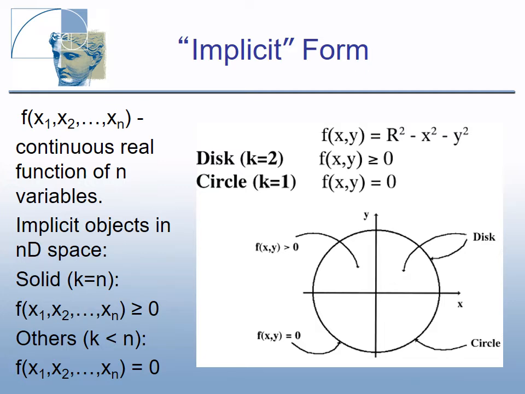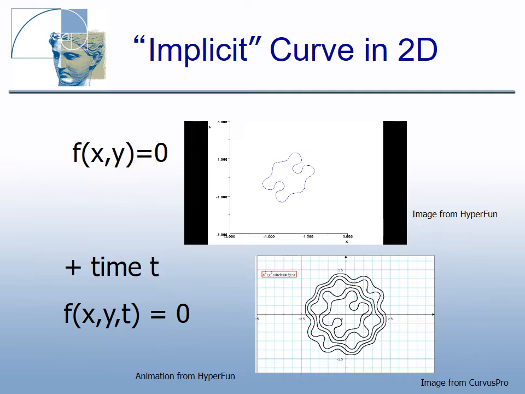Solids are defined with the inequality f(x1, x2, ..., xn) greater or equal to 0. Solids have dimensionality equal to the space dimension. Solids are n-dimensional objects in n-dimensional space, such as a two-dimensional disk in two-dimensional space, shown on this slide. A disk is a solid with internal and boundary points belonging to it. In this slide, you can see two examples of implicitly defined curves in 2D.